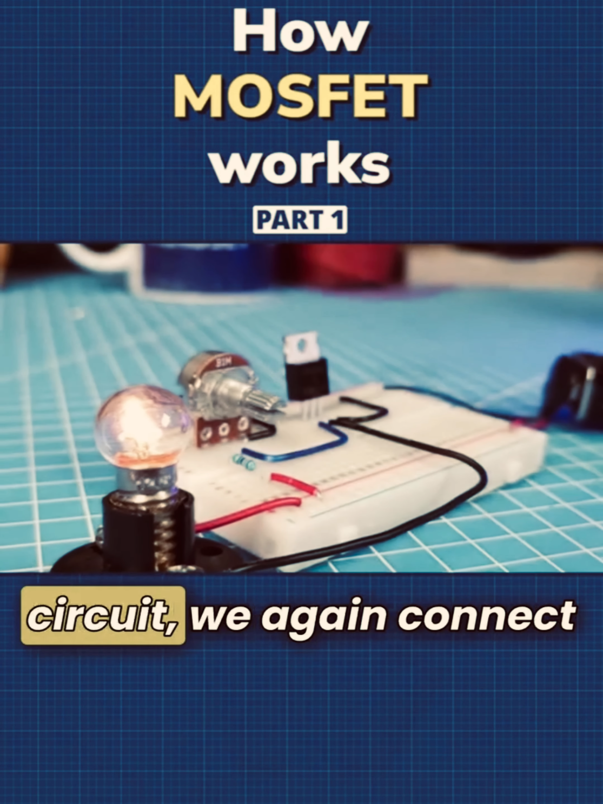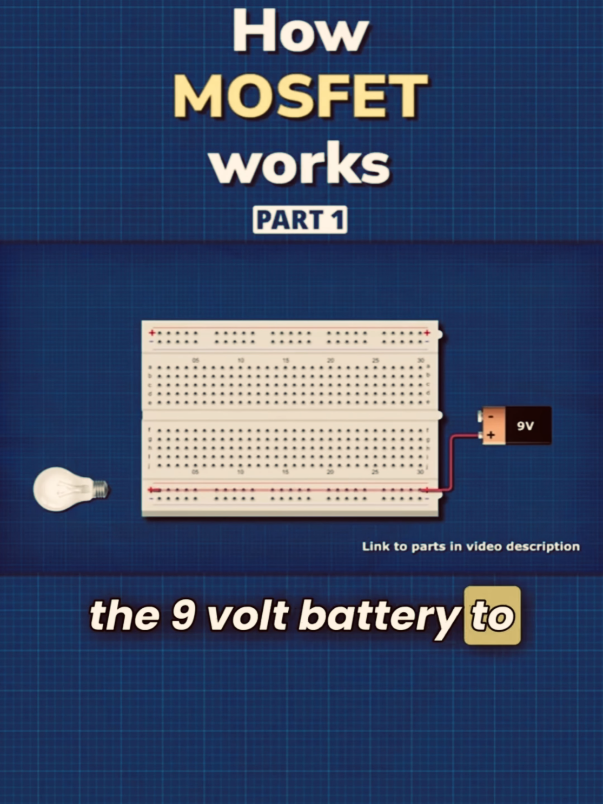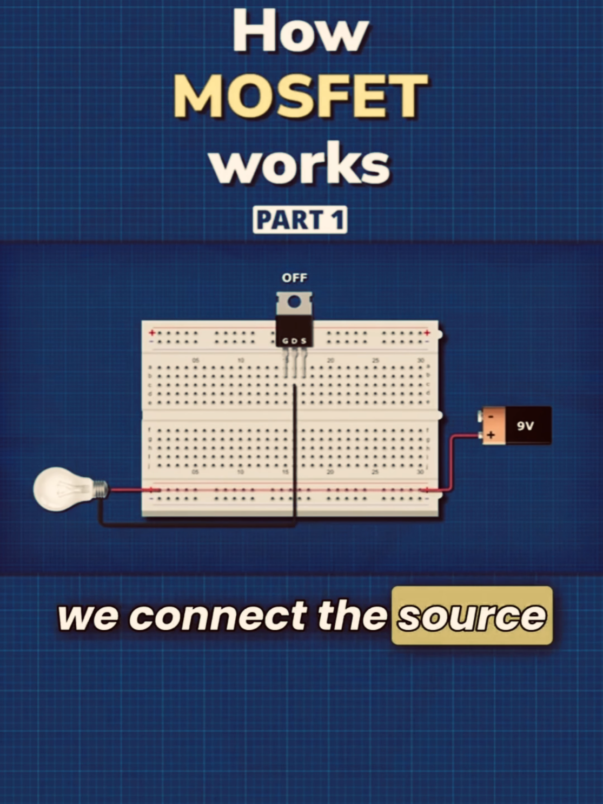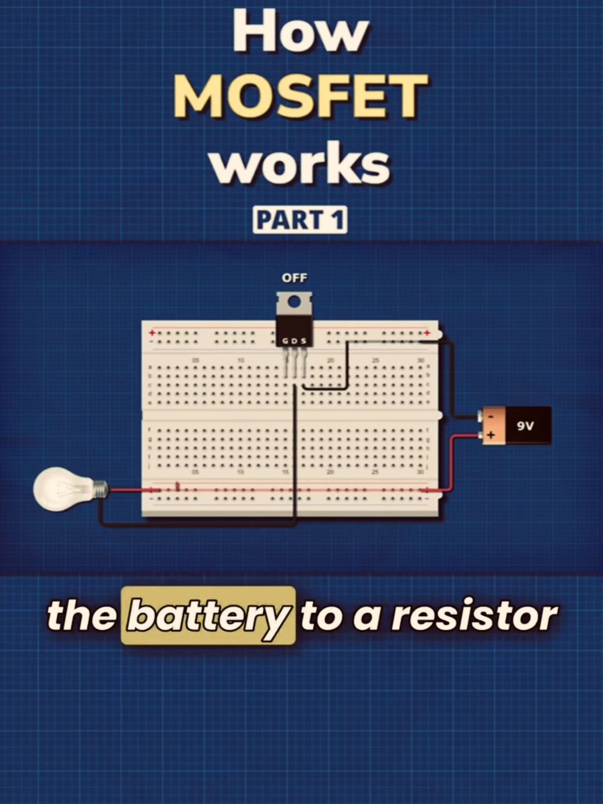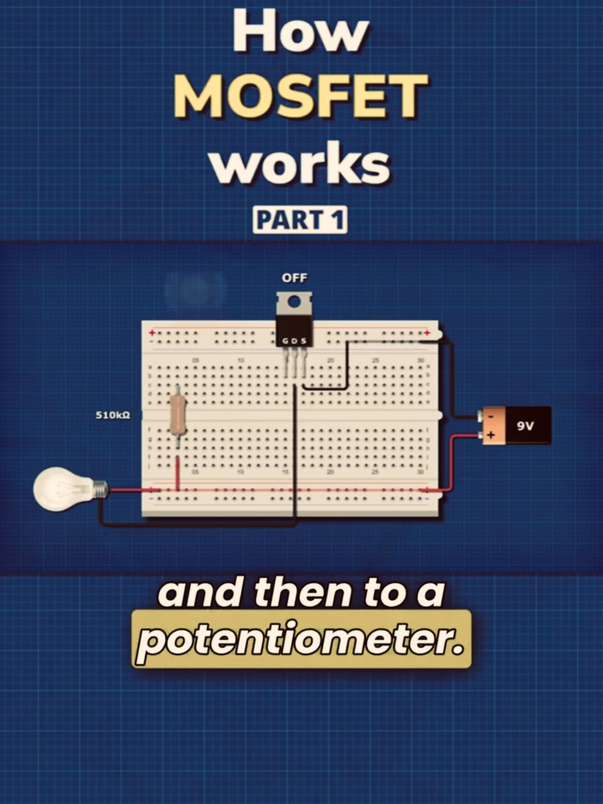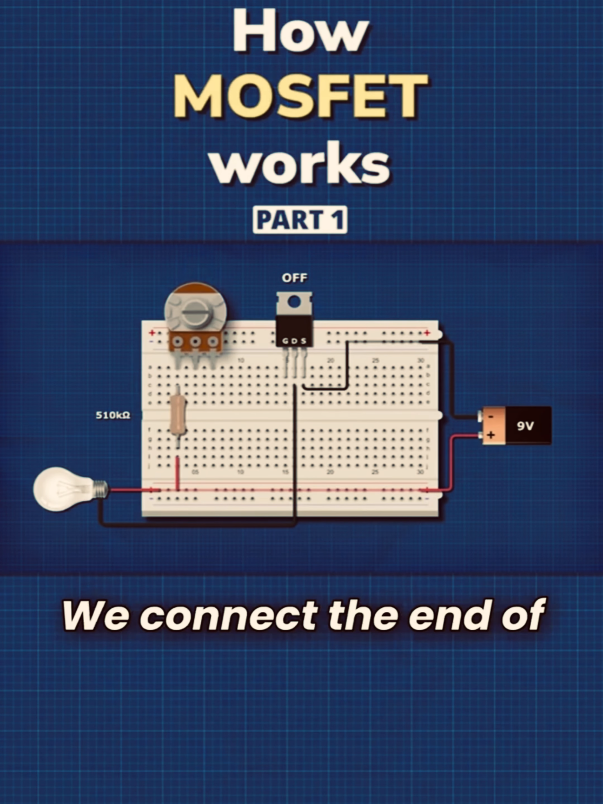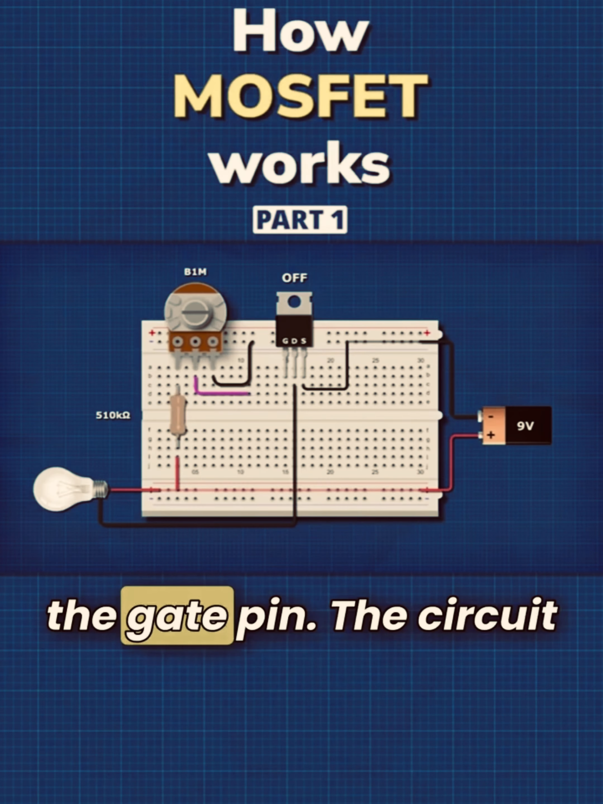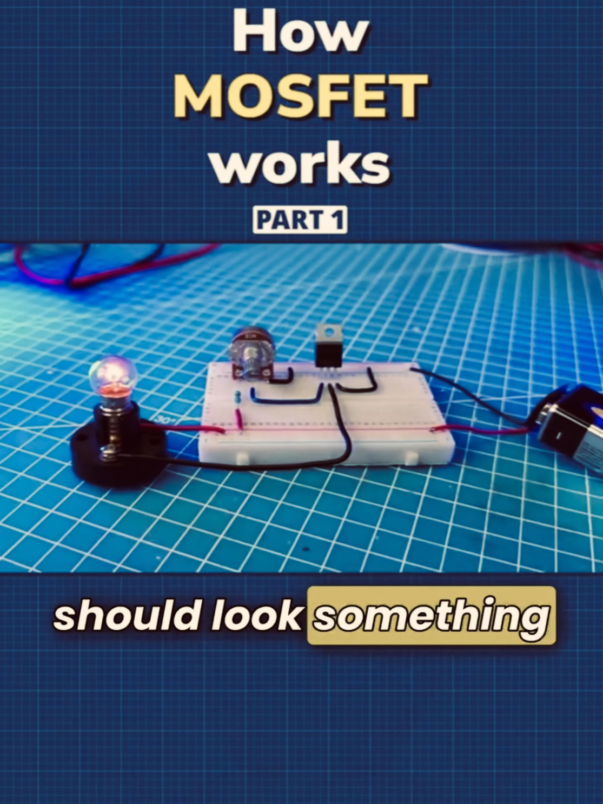For the next circuit, we again connect the 9-volt battery to the lamp, and then the lamp connects to the drain terminal. Then we connect the source to ground. Then we connect the battery to a resistor, and then to a potentiometer. We connect the end of the potentiometer to ground, and we connect the center terminal to the gate pin. The circuit should look something like this.